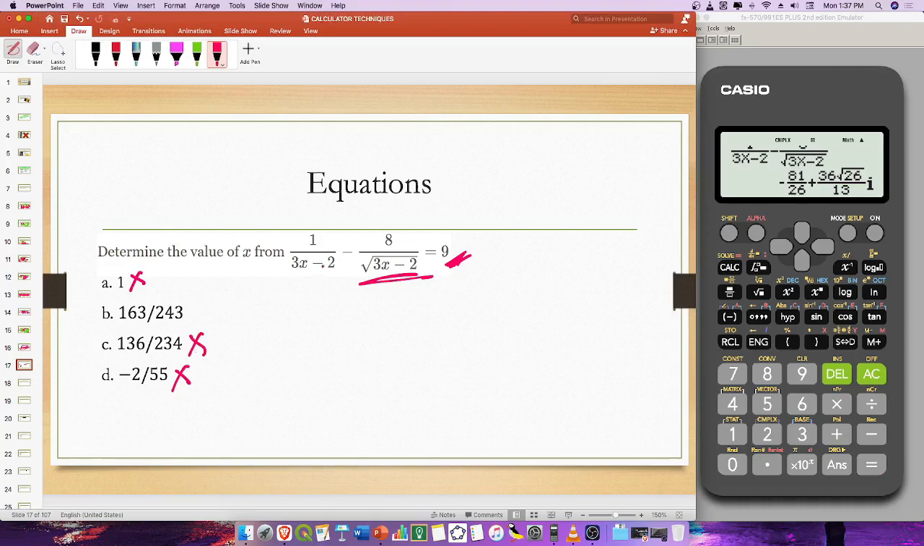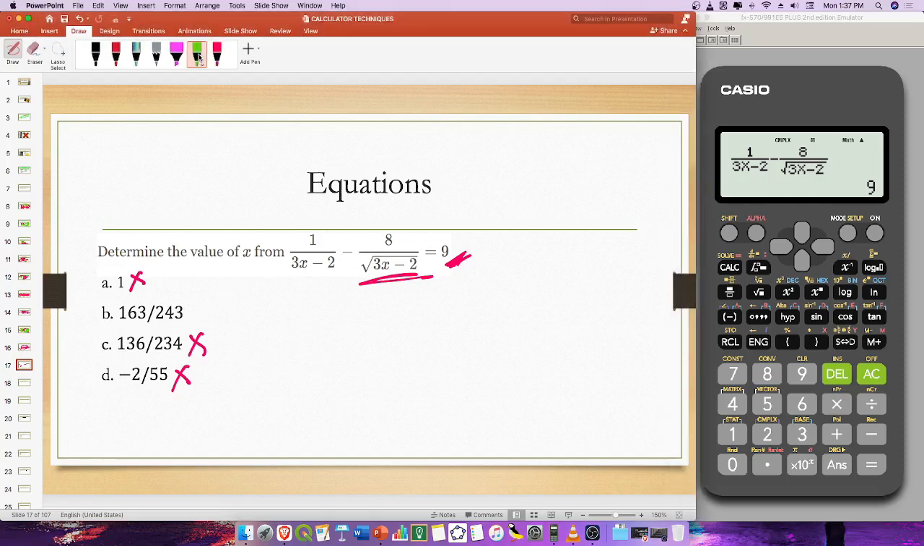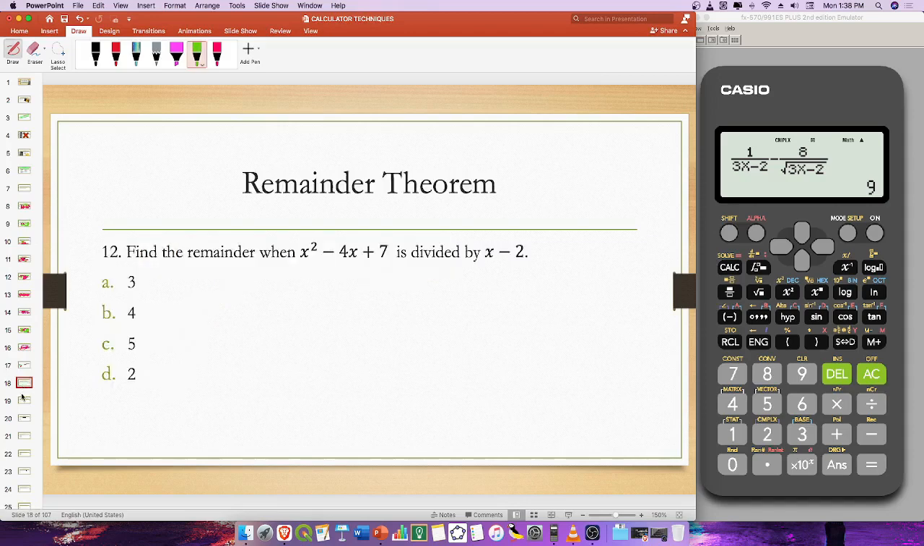Now our last option is B, 163 over 243. The result is 9. There you go. The result is 9, so therefore this is the correct answer. So 163 over 243 is the correct answer. Alright. So we still have a lot of problems here.